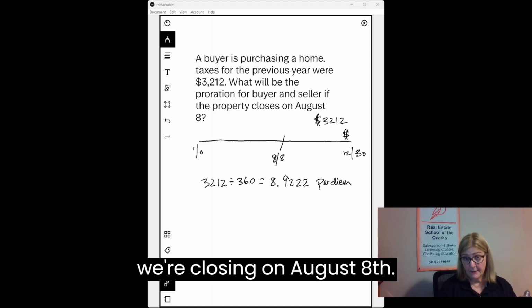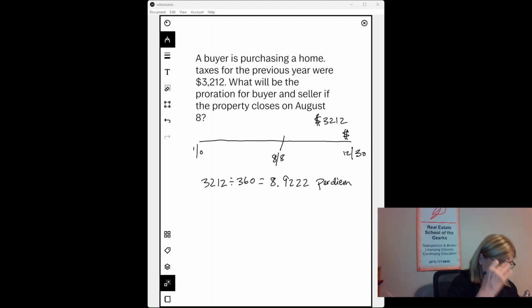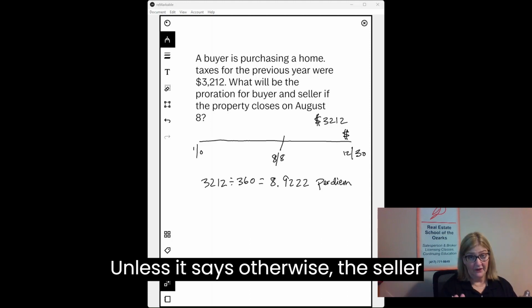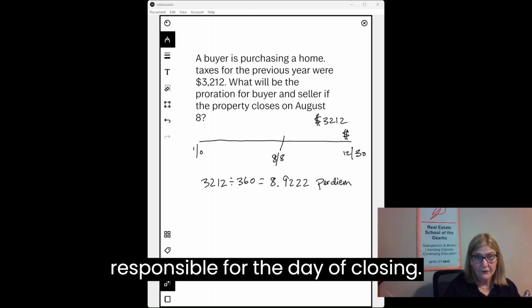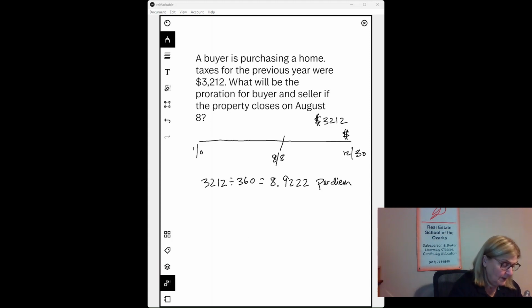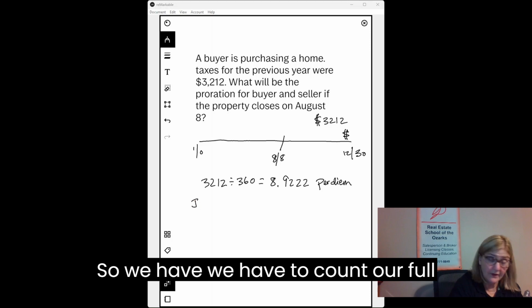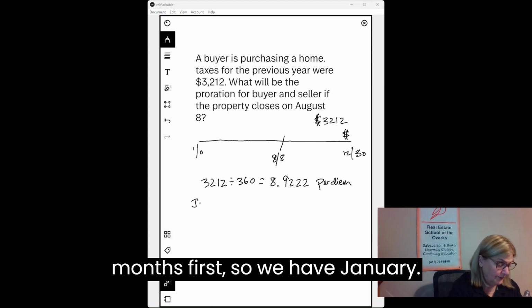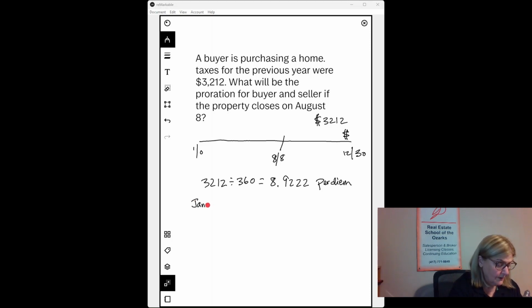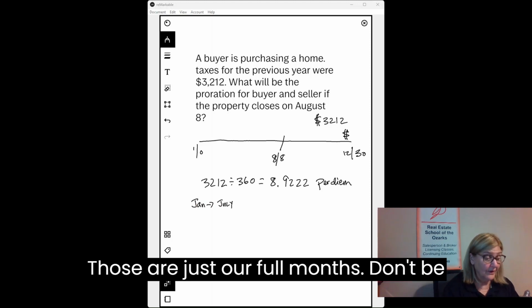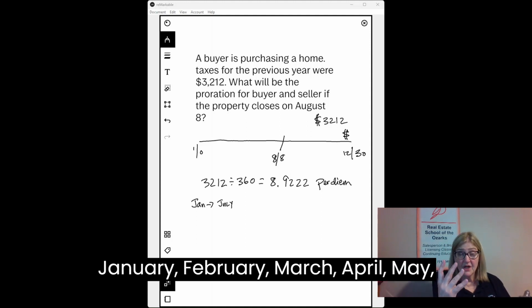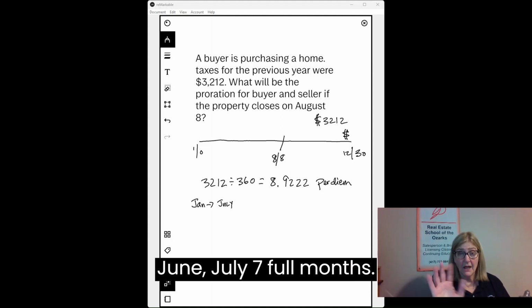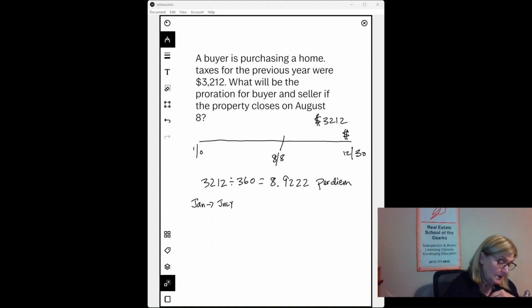And we're closing on August 8th. Unless it says otherwise, the seller pays for the day of closing, or is responsible for the day of closing. So we have to count our full months first. So we have January through July. Those are just our full months. Don't be fooled by that August there. So we have January, February, March, April, May, June, July. 7 full months.